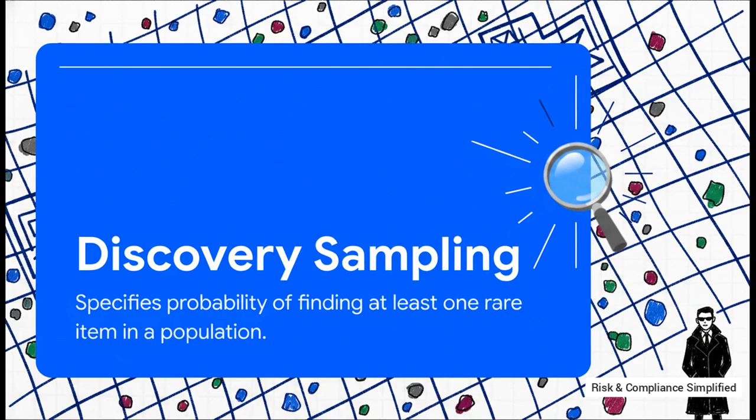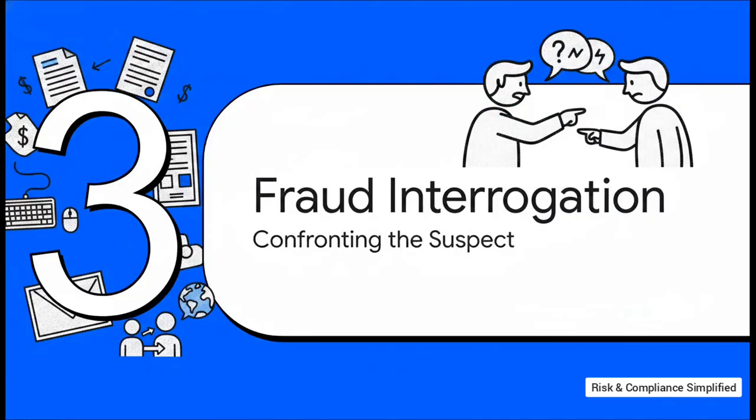Well, that's when auditors bring out discovery sampling. Think of this as a highly calibrated mathematical net. It's used specifically when auditors suspect internal controls have been deliberately avoided. They can actually specify the exact mathematical probability of finding at least one of these rare, fraudulent items in a massive pile of data. If that sample comes up completely clean, the auditor can confidently say the occurrence rate is lower than specified.